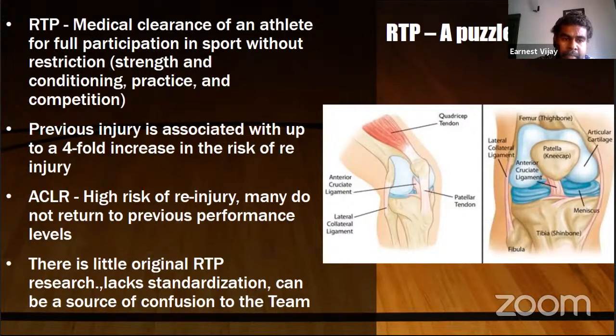And what do we mean by return to play? Return to play is having the full medical clearance to go ahead and do everything the athlete wants to do, whether it is your strength and conditioning session, or your practice sessions, or your competition. So having the near normal, if not normal, ability to go back to the sport that the athlete is a part of.